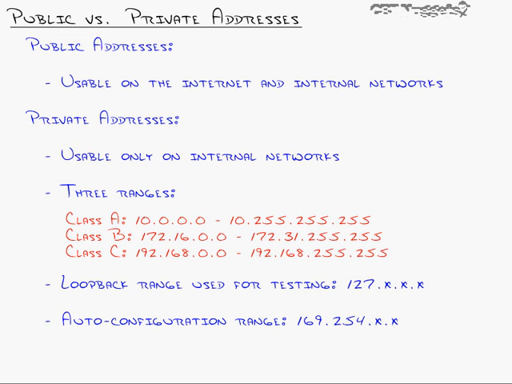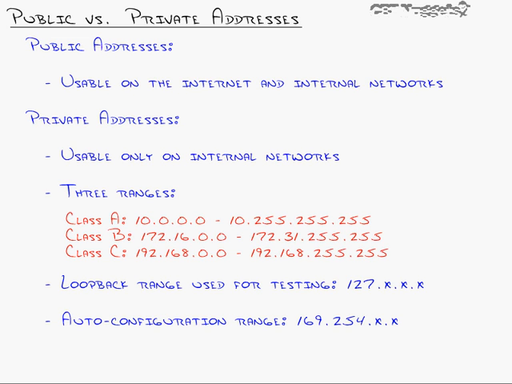Now, the private addresses are addresses that are only usable on internal networks, meaning that if you have a private address, that address can only directly communicate with stuff on the internal network, servers within your company, other laptops. You can have a webcam conversation with somebody in the cubicle farm next to you using your private address. But that address cannot communicate directly onto the internet.